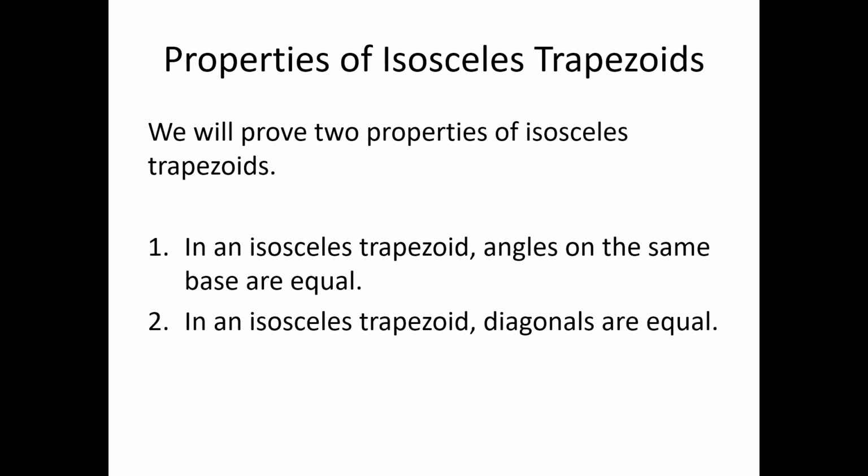Now, we'll have properties of isosceles trapezoids in just a moment, and we'll also have tests for isosceles trapezoids. In the properties, we will be given that a trapezoid is isosceles, and we will prove that it has a certain property, two as a matter of fact. In the tests, we will be given a trapezoid that has a certain property, and we will be able to conclude that it is isosceles. So for the properties, in an isosceles trapezoid, angles on the same base have to be equal, and diagonals have to be equal as well.